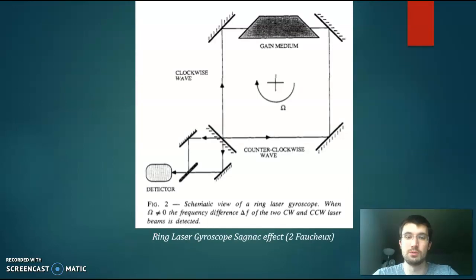This is a representation of what a ring laser gyroscope would look like, and you can see here the Sagnac effect of the beam splitting, going around the ring, and then ending up at the detector at the end. That detector will then be used to calculate the phase difference so that the other parameters can be calculated as well.